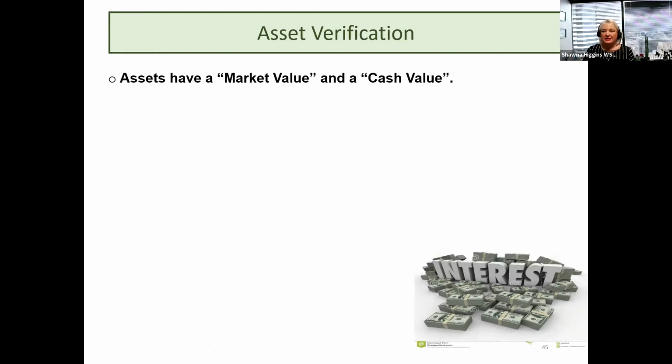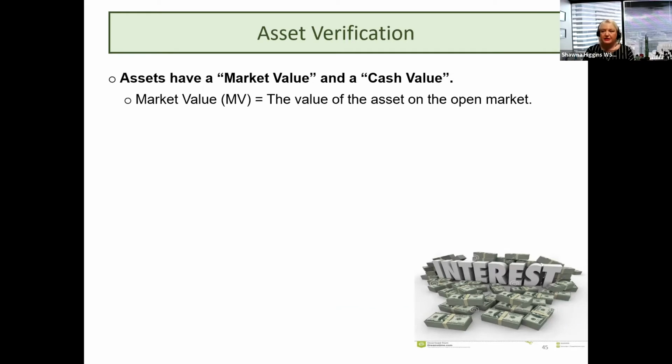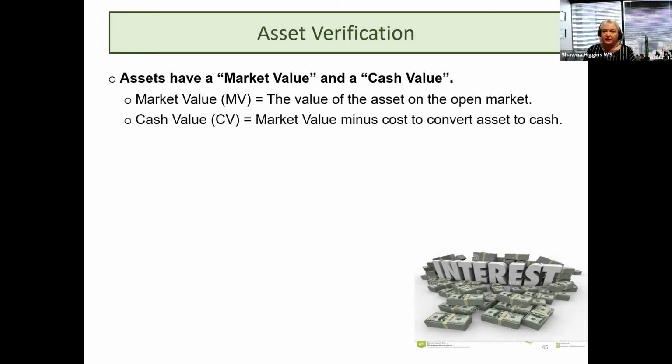All right, so assets have a market value and a cash value. The market value is the value of the asset on the open market. So for instance, your checking account: you have a balance of a certain amount and you can withdraw that full amount. The cash value is the market value minus what it costs to convert the asset to cash. So for instance, if you have a CD or 401k or any kind of investments, to be able to pull any money, you're going to have to pay some kind of fee.